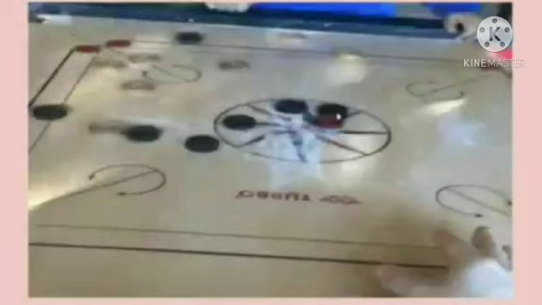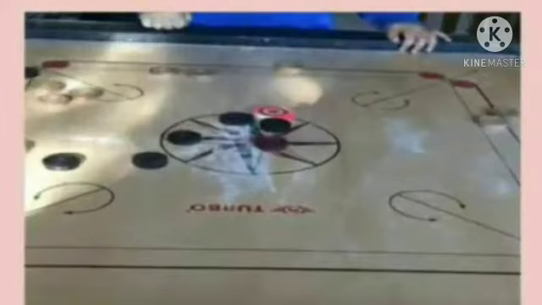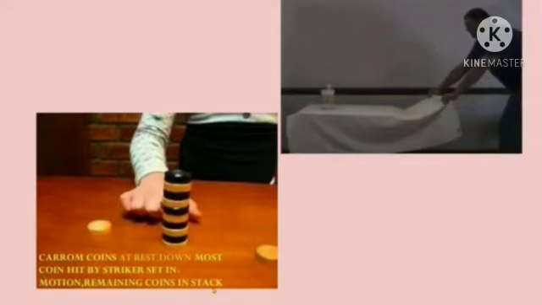Let us do one experiment. The carom coin pushed by a striker will move forward some distance and then come to a stop. If the coin is pushed after applying talcum powder to the carom board, it will keep moving for a longer time and then come to a stop. The velocity of the coin decreases due to the force of friction and the coin stops. If the friction between the carom board and the coin is reduced, the coin keeps moving for a longer time.